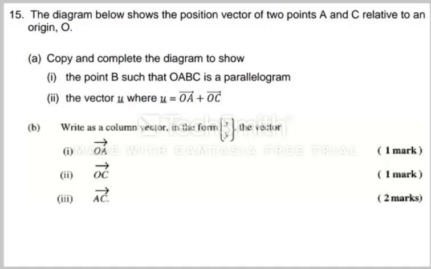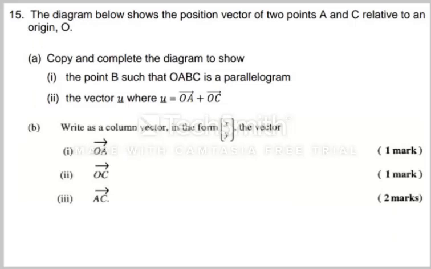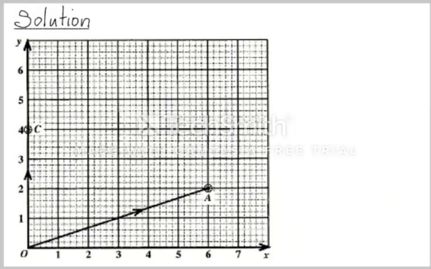This is question number 15 from your workbook. You don't have this, but I'm going to send it to you. It says the diagram below shows the position vectors of two points A and C relative to an origin O. You're asked to copy and complete the diagram to show the point B such that OABC is a parallelogram, and you're also asked to identify the vector U, where U is equal to the position vector OA plus the position vector OC. So let's get to the diagram.